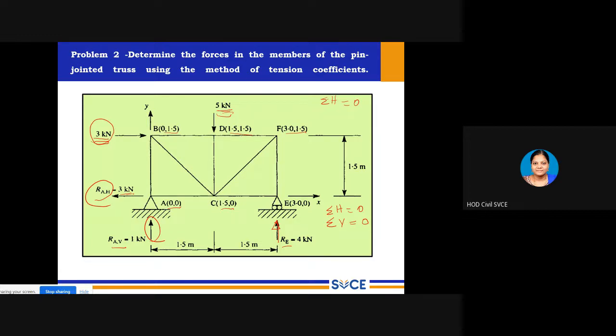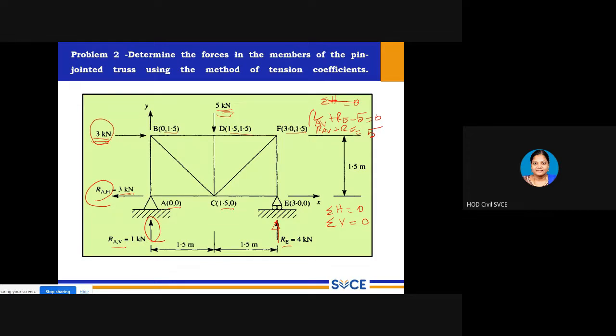What is summation V equal to 0? RAV plus RE minus 5 is equal to 0, right? So you have RAV plus RE is equal to 5. Any other vertical loads there? No, ma'am. And in order to get the support reaction, you can write the moment equation about any one support.